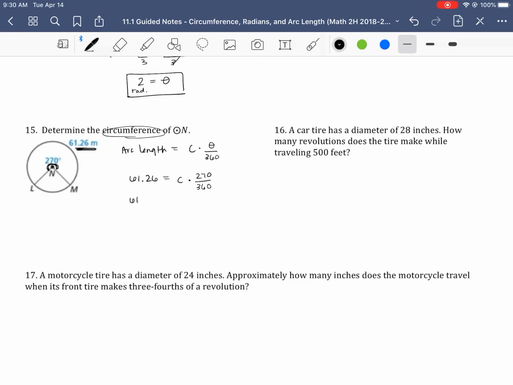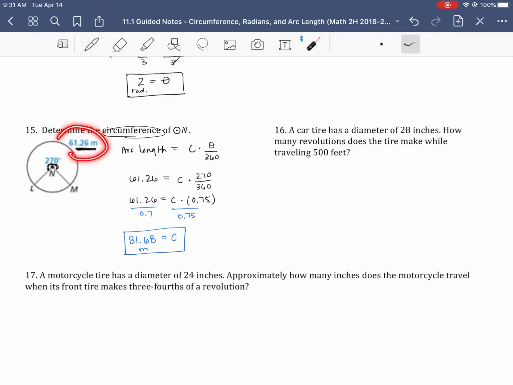Now you can simplify that fraction. If some of you like decimals better, since we have a decimal on the left, that's the same thing as multiplying by 0.75, I believe. And then we're solving for the circumference, so we divide by 0.75. And that tells us that the circumference would be about 81.68 meters.